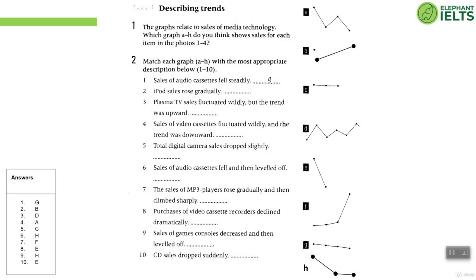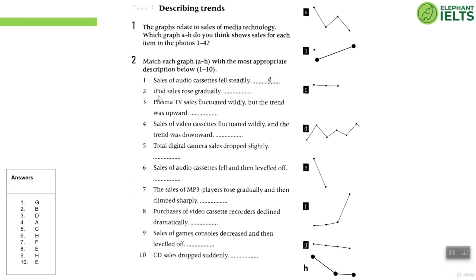So let's practice this vocabulary in the sentences we learned so far. We must match the sentence on the left with the diagram on the right. Let's do this together. Look at the example. Sales of audio cassettes fell steadily. That would go with G. This is a steady fall.